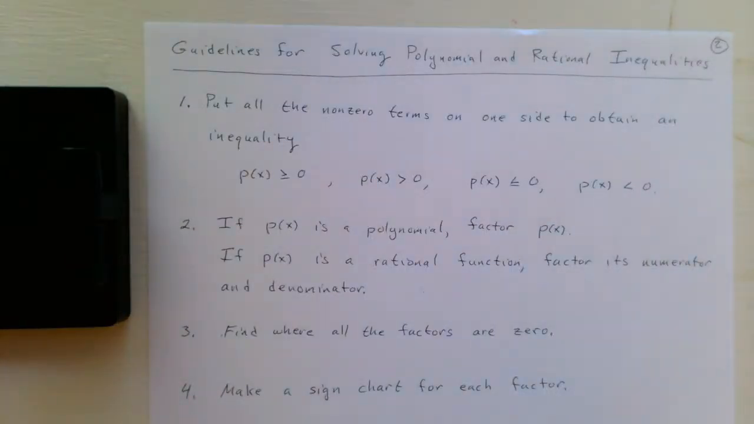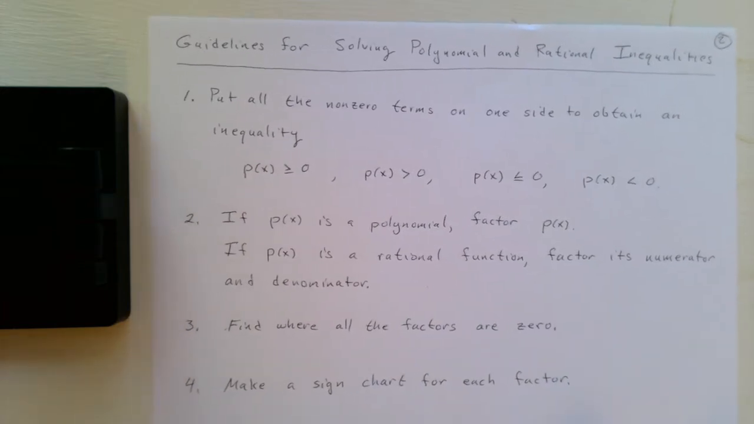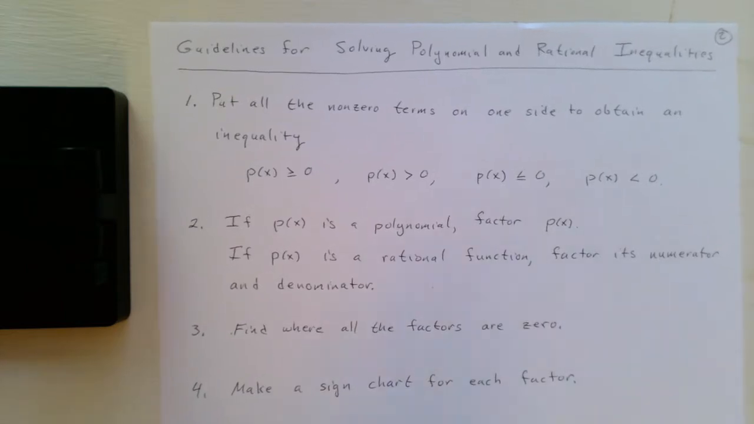Okay, so putting what we were doing in the last video, I want to summarize the guidelines for solving a polynomial and rational inequality. Now this might be a little bit different. Maybe it won't be exactly the steps they give in the book, but I just made things a little more precise. So essentially, it's the same.